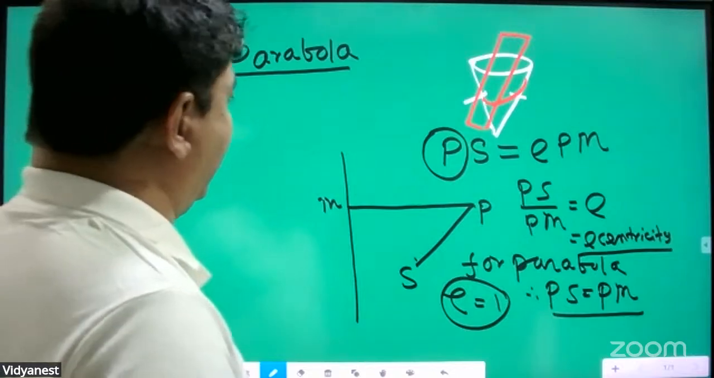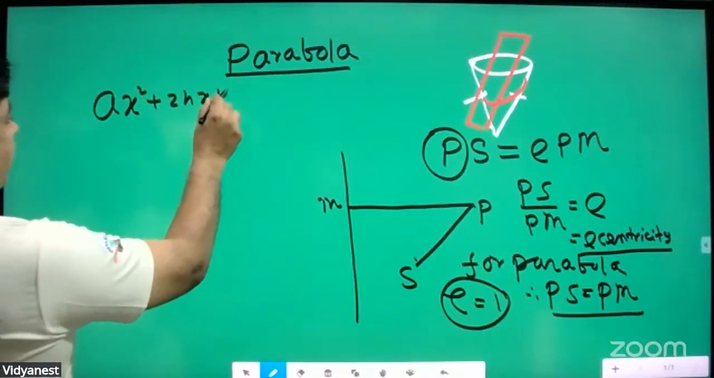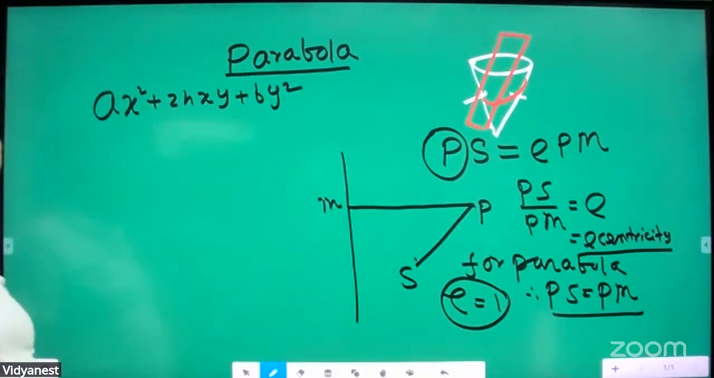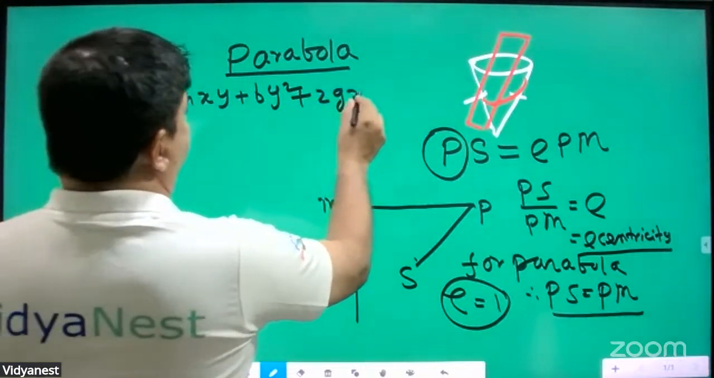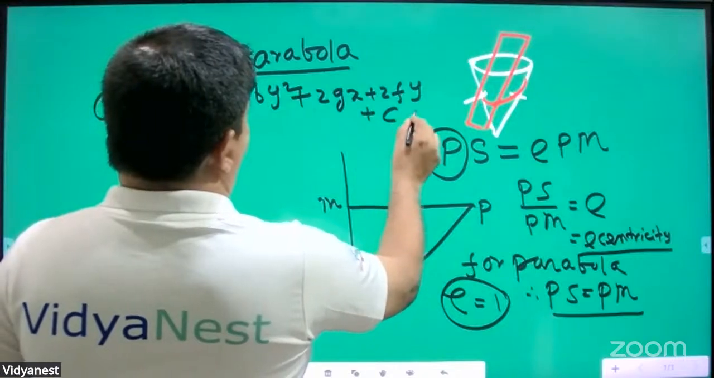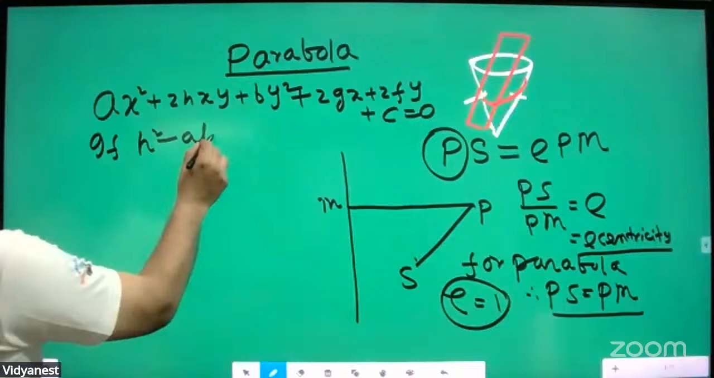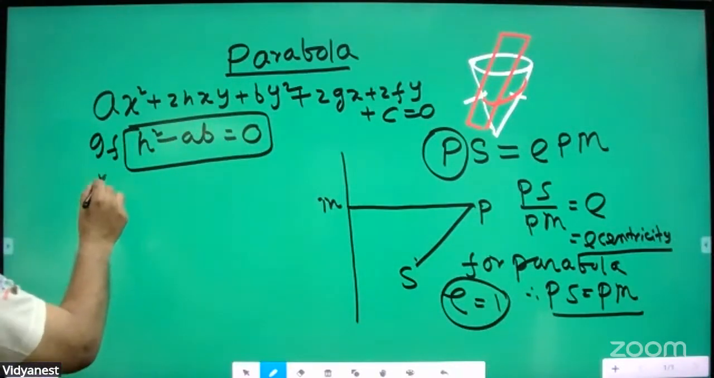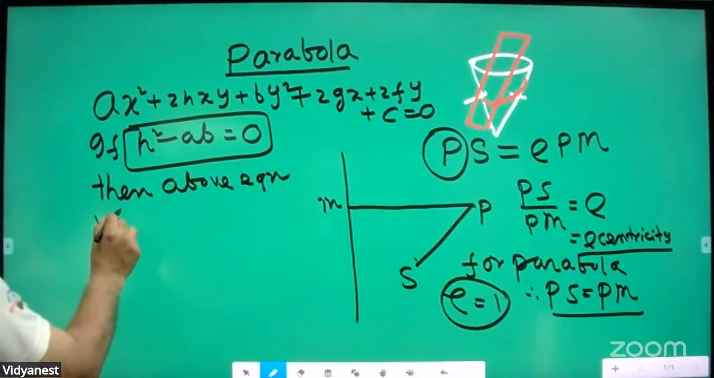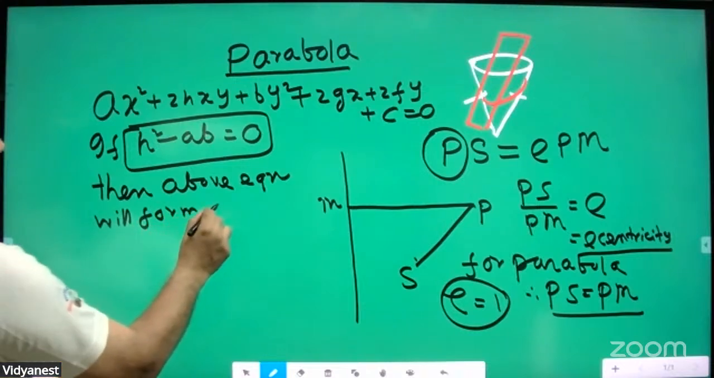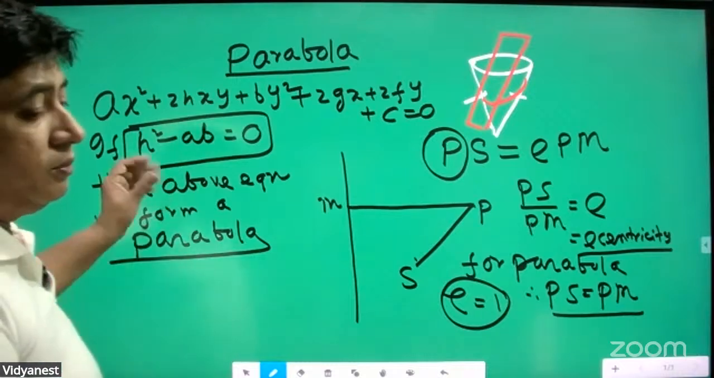Okay. Now, if you consider the general equation of pair of lines, from which we got the circle's equation, here if h square minus ab is equal to 0, then the above equation will form a parabola. Okay, above equation will form a parabola.